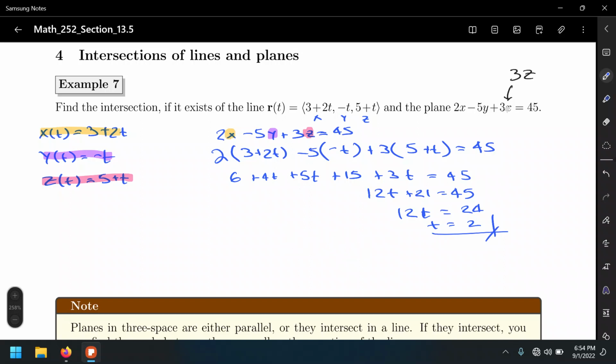But they're asking us for the point of intersection, not for the value of t where the plane intersects the line. What are we going to do? Substitute t equals 2 into the 3 components of our vector valued function, and you might argue that that's going to output a vector, not a point. Yes, well, you'll see. So r of 2 equals 3 plus 2 times 2, comma negative 2, comma 5 plus 2, and this will output the vector. 3 plus 2 times 2, which is 4, that's 7, negative 2, 7.